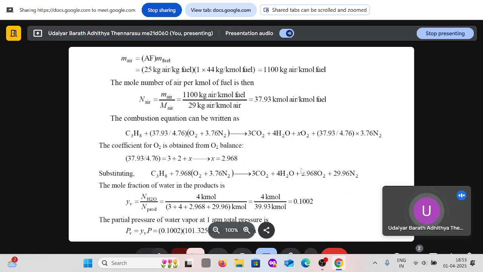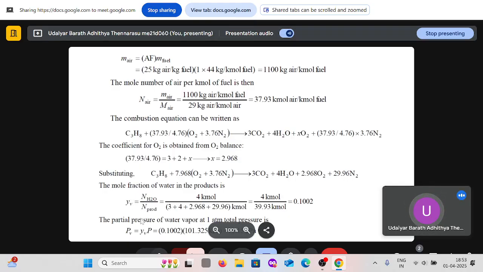So, with this we need to find out the mole fraction of water, because we need to find out the partial pressure, and with that we can find out the temperature which is required for it to start condensing. That is the saturated temperature corresponding to that pressure. So, for that we will first find out the mole fraction.